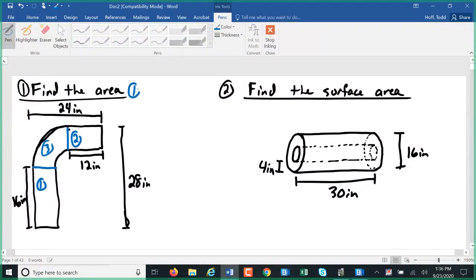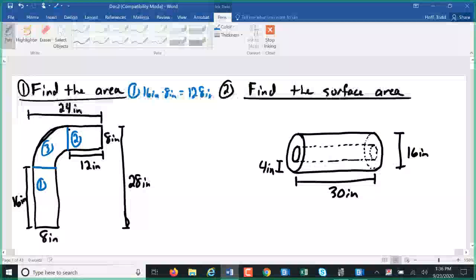Well, rectangle number 1, of course, there's a dimension missing here that might have made this a little easier for you. Rectangle number 1 is 16 inches by 8 inches, which makes that 128 square inches. Rectangle number 2 is 12 inches by 8 inches, making that 96 square inches.